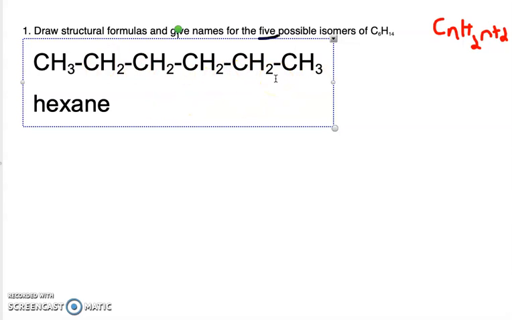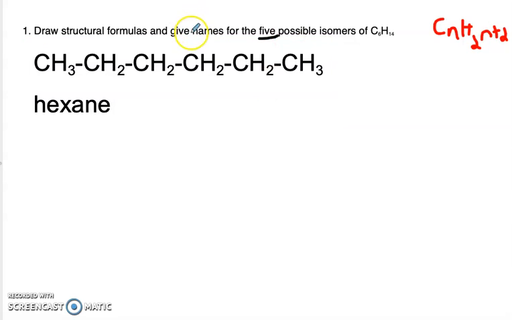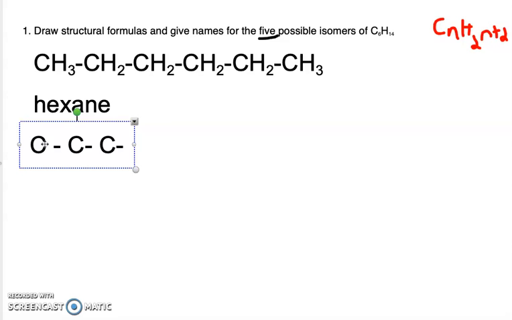Okay, now we have to draw some things that are different. So the only way to do some things that are different is to change how many carbons are in the main chain. So right now we had 6 carbons in the main chain. The way to do this a little differently is let's just put 5 carbons in the main chain. Okay, that then leaves us with 1 more to do some other stuff with. Right, so 1, 2, 3, 4, 5.